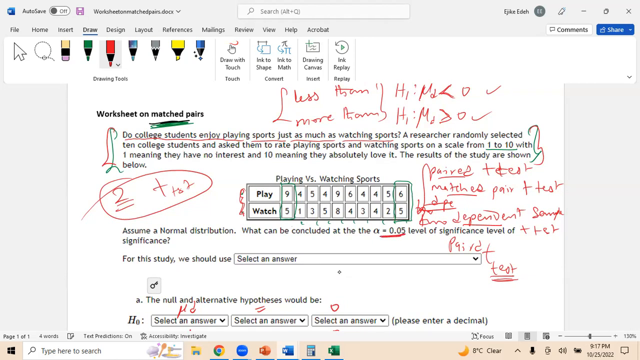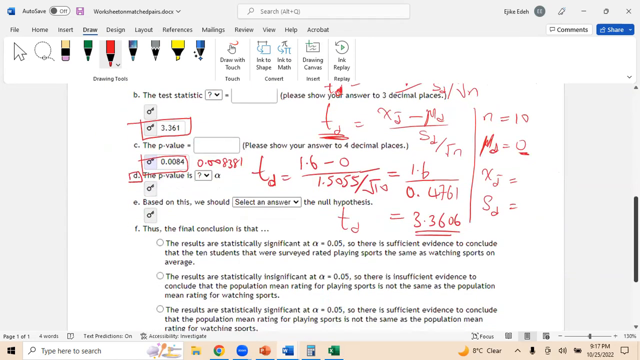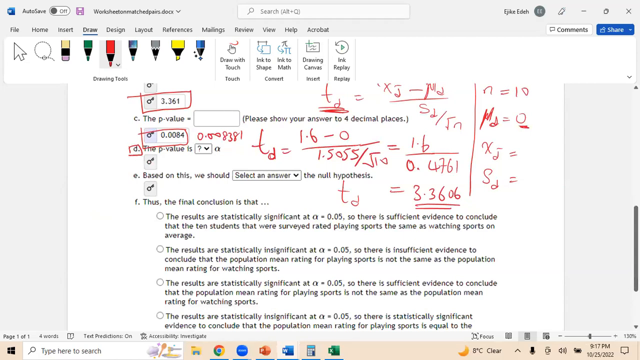Alpha is 0.05, right? So let's go back and compare our p-value. Obviously our p-value is smaller, isn't it? So we see that the p-value is actually less than alpha. Whenever the p-value is less than alpha, what do we do? We reject, right? So here the answer will be reject the null hypothesis.